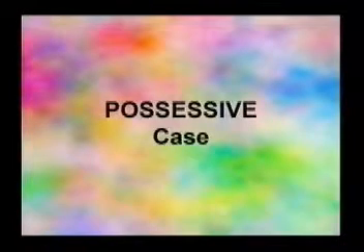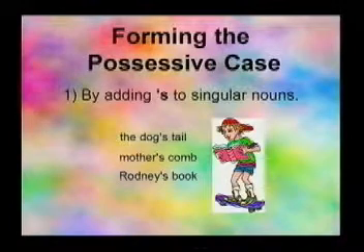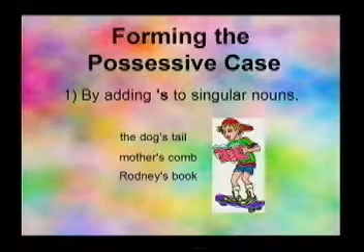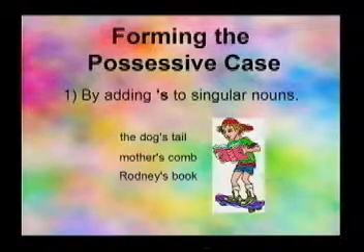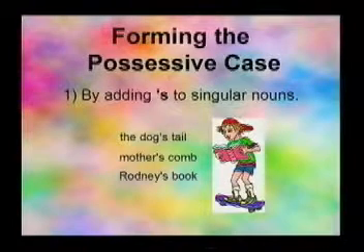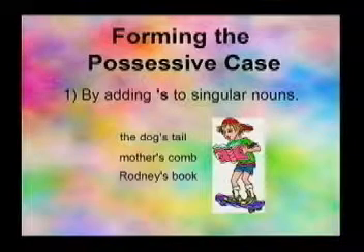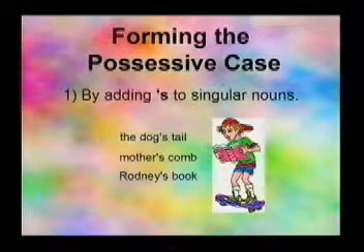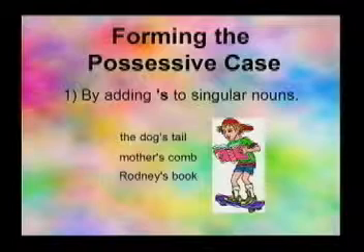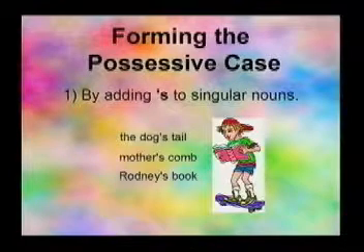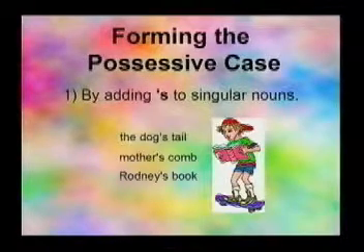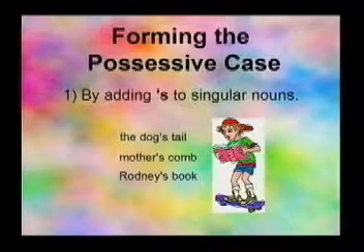Nouns also have case. Here we're going to take up only the possessive case, expressing possession. The possessive case of the noun is formed 1. By adding apostrophe s to singular nouns. For example, the dog's tail, expressing the tail of the dog. Mother's comb, meaning the comb of mother. Rodney's book, meaning the book of Rodney.